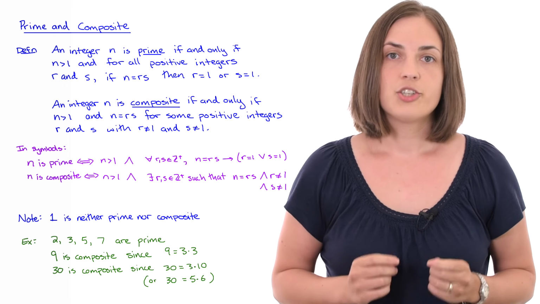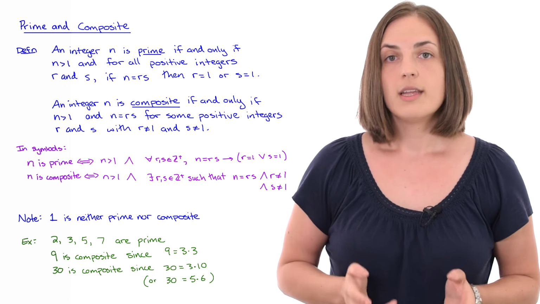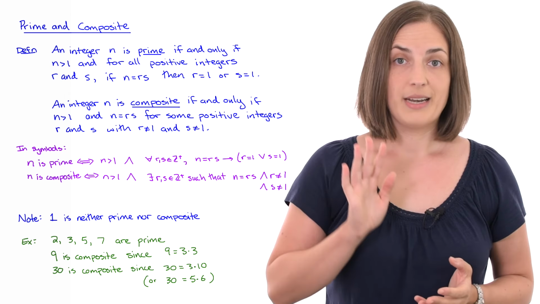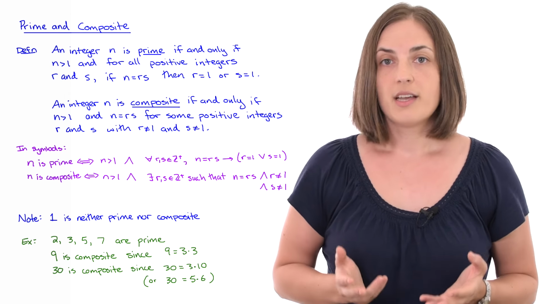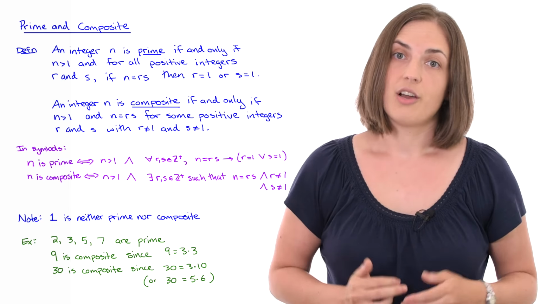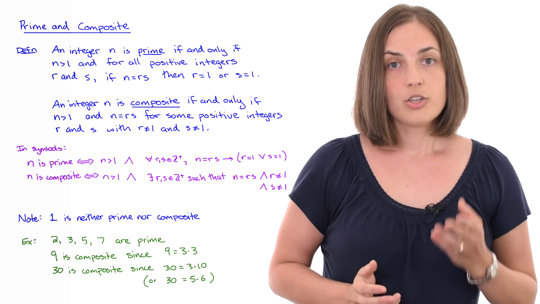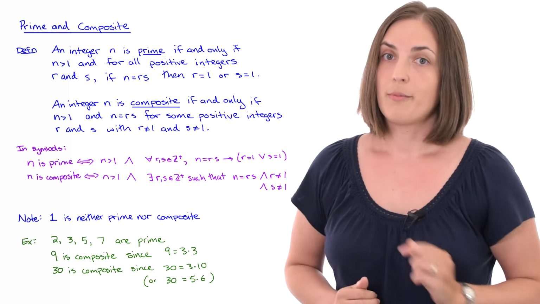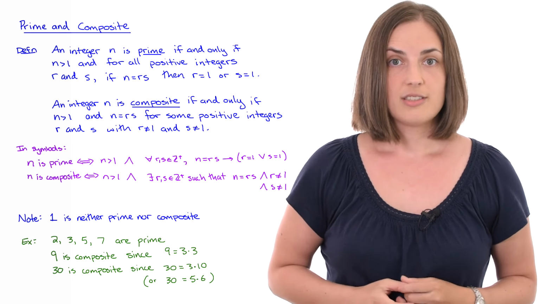Observe that an integer n which is greater than 1 is either prime or composite, but not both. This is because the condition for being composite is the negation of the condition for being prime. Just take a look at the symbolic representation of the definitions.